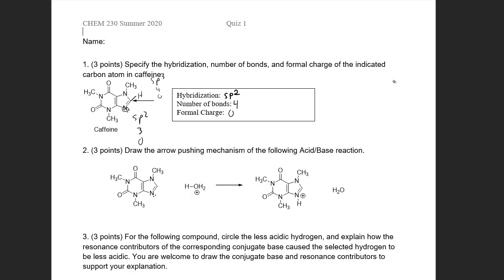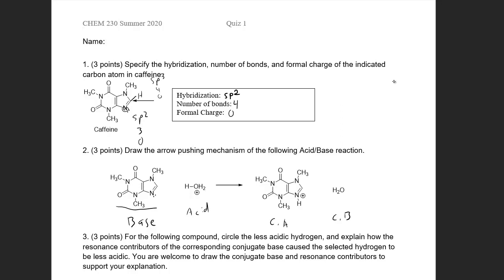All right, for this, draw the arrow pushing mechanism of the acid-base reaction. So for the caffeine structure, that is our base. And the hydronium cation is our acid. The protonated version of caffeine, or the salt, is our conjugate acid. And the deprotonated version of our hydronium cation is water, which is our conjugate base. Now that wasn't asked for in this question, but sometimes future questions will ask about that.